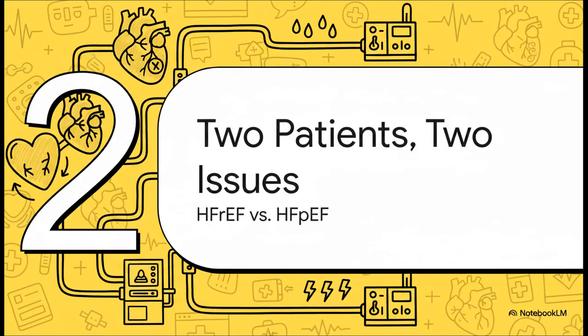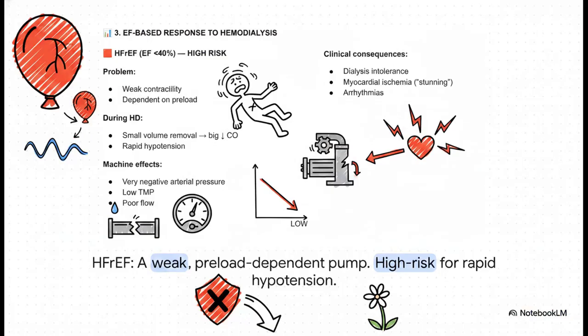And that brings us to the two main characters in this whole story: heart failure with reduced ejection fraction, which we call HFrEF, and heart failure with preserved ejection fraction, or HFpEF. Now, they both cause big problems on dialysis, but for totally different reasons. So let's start with the one we all think of first, the HFrEF patient.